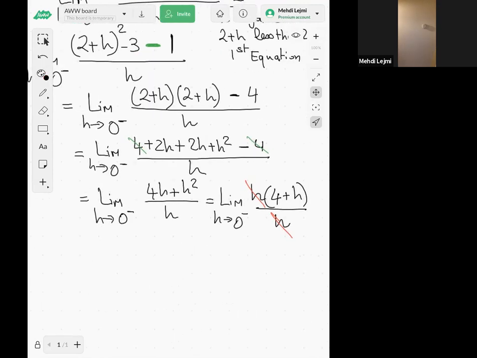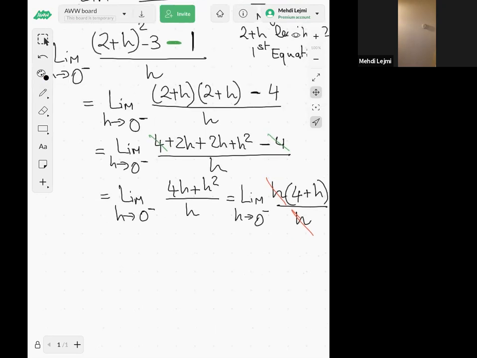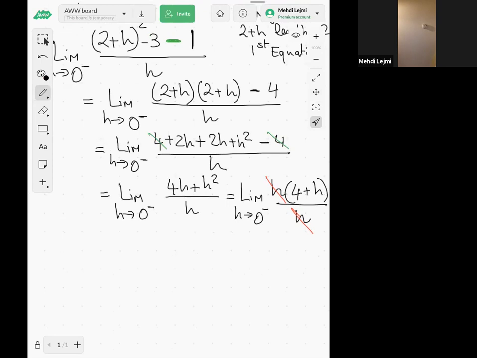So this is equal to limit h going to 0 minus. Remember, when you cancel out the h in the bottom, that's h times 1, so there's 1 left in the bottom. So it's just 4 plus h over 1, so it's 4 plus h. And then, of course, just substitute h by 0. So 4 plus 0, that would be 4. So you see, this is the limit from the left. It's actually 4. If you want, this is the slope of your graph on the left side of 2.